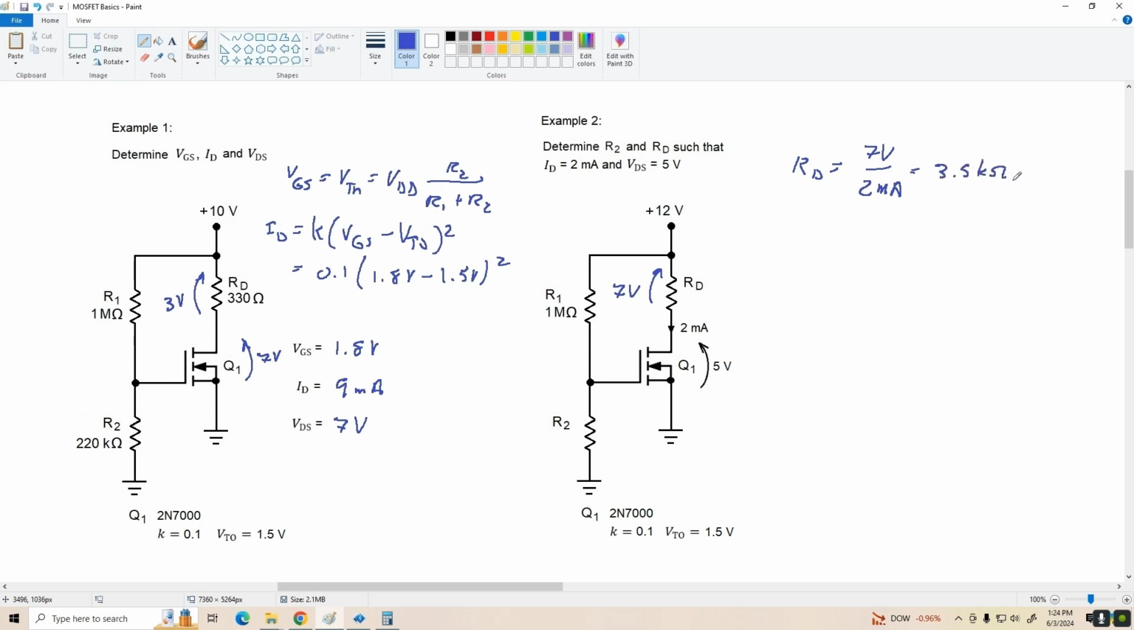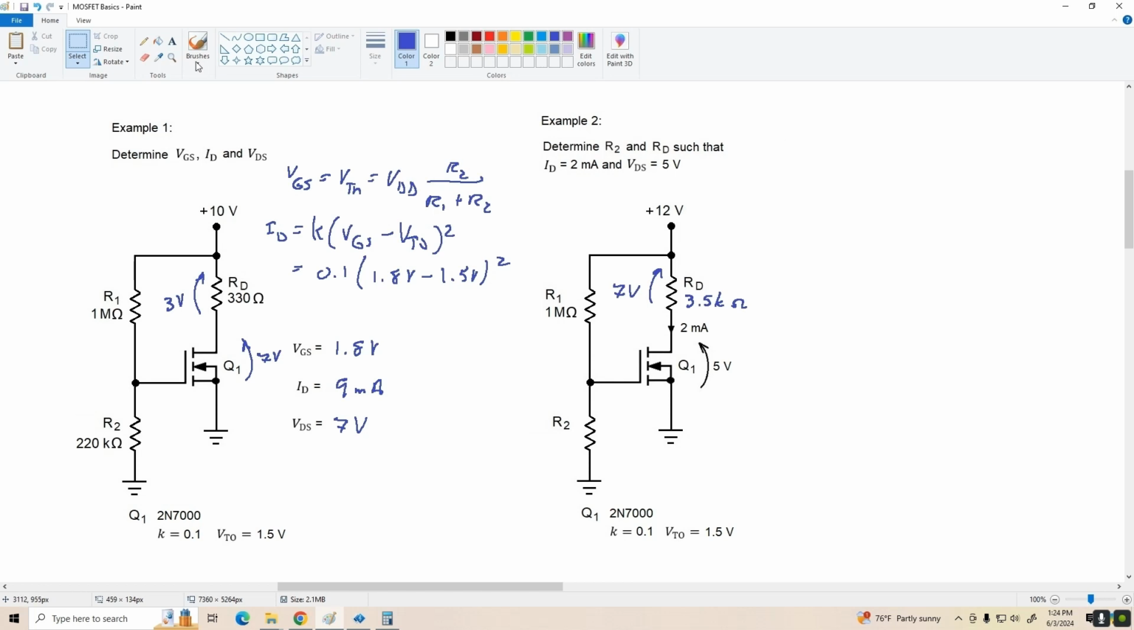All right, now that's not a standard value, so we'd either use 3.3 k or 3.9 k, whichever was more convenient. But I'm just going to assume for the sake of argument that we do have 3.5 k ohms here. All right, so let's go ahead now and determine what value R2 needs to have. We need 2 milliamps drain current, so we're going to have to figure out the needed VGS to get that.